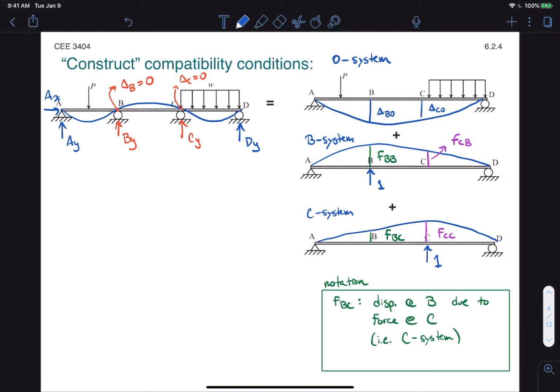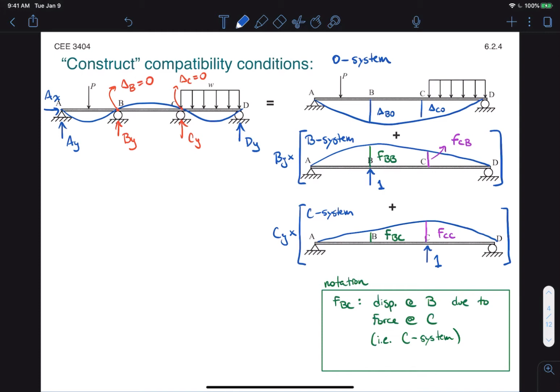So you'll notice that I'm using unit forces here, right? That's not going to be necessarily enough to cancel out the displacements of the zero system. So we need to scale the results of each of these systems. The B system is going to be scaled by the magnitude of the reaction at B. The C system is going to be scaled by the magnitude of the reaction at C. So I simply denote that by putting the system in brackets and multiplying by the corresponding reactions that we're trying to solve. So notice that By gets multiplied by both FBB and FCB.